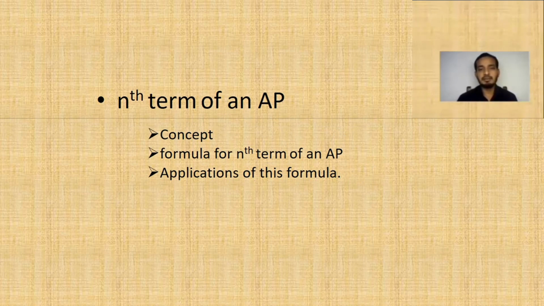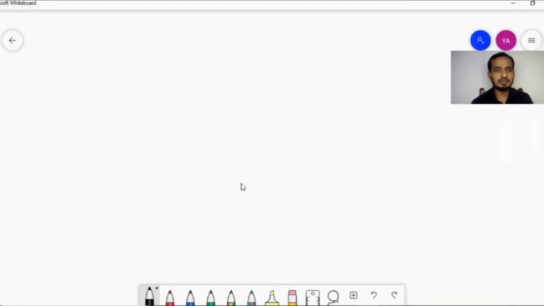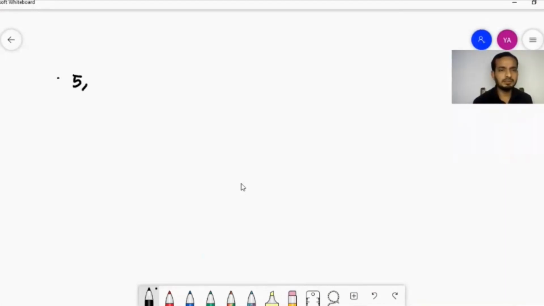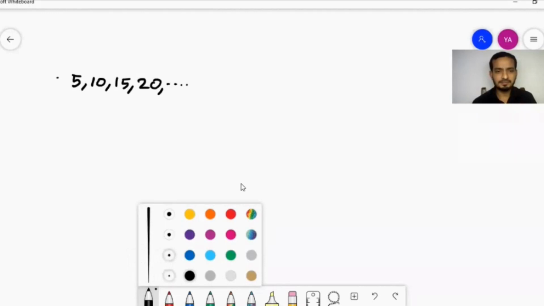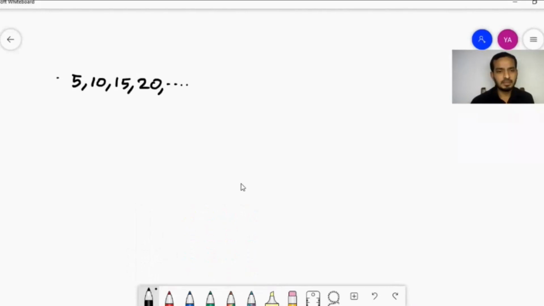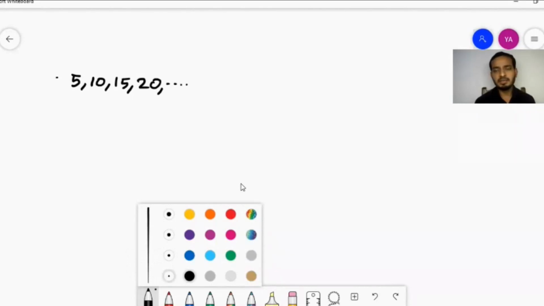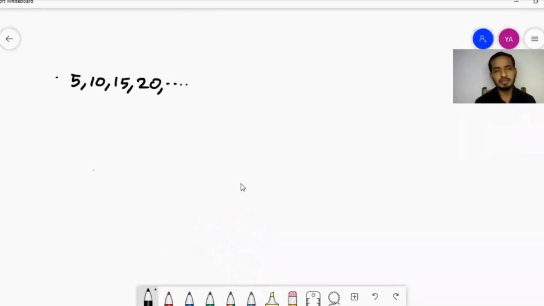So here we discuss the nth term of an arithmetic progression. Then we will derive a formula for the nth term. So I write a sequence here. I start with a very simple arithmetic progression: 5, 10, 15, 20, etc. Can you say the common difference in this sequence? 5. So 5, 10, definitely an arithmetic progression, and it follows the definition. The first term is 5, and the common difference is also 5. Or you can say these are the multiples of 5. The sequence of multiples of 5 is an arithmetic progression.